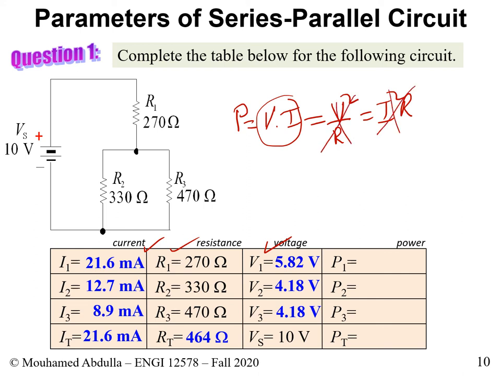You have to do squaring, it takes time. This is the smartest. You could simply take the voltage, multiply by the current, and that gives you your P1, your P2, your P3. And you could also do it for P total.